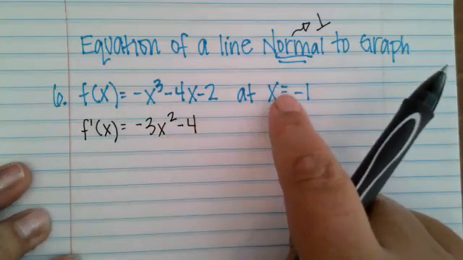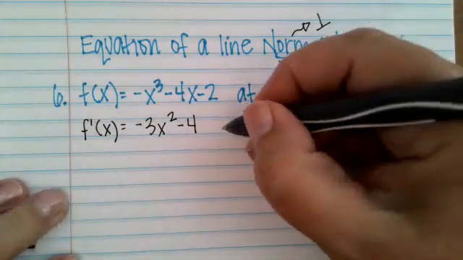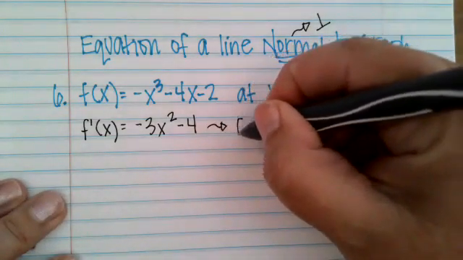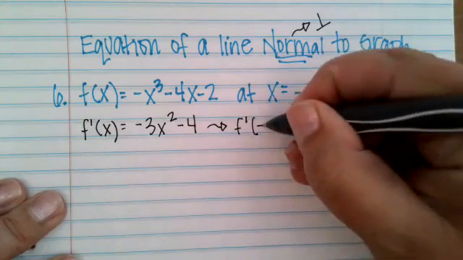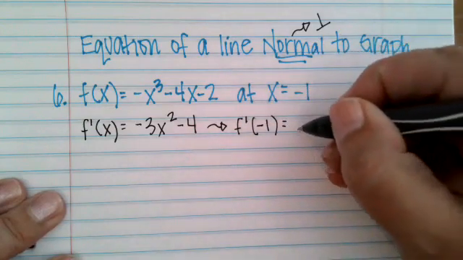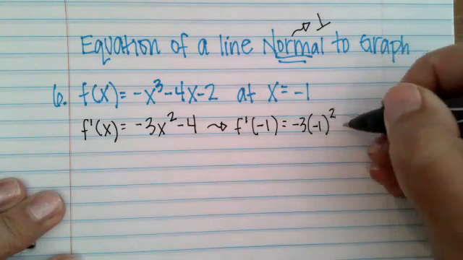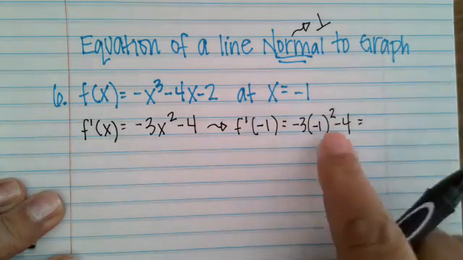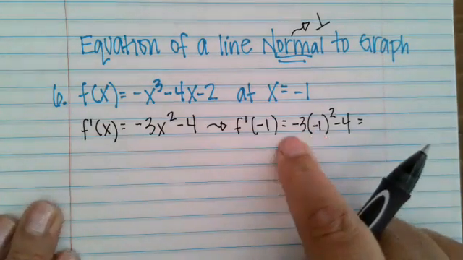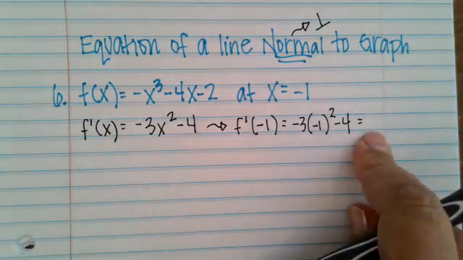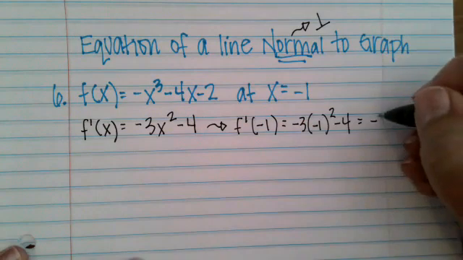Okay, and then I'm finding that at x equals negative 1. So now I'm going to plug that in and find the derivative at negative 1. So that would be negative 3 times negative 1 squared minus 4. That's just 1. And negative 3 minus 4 would be negative 7.